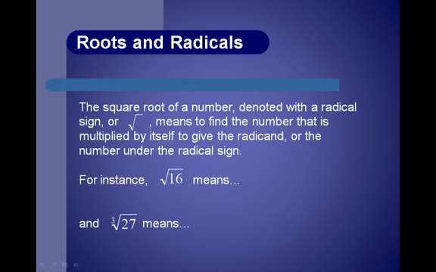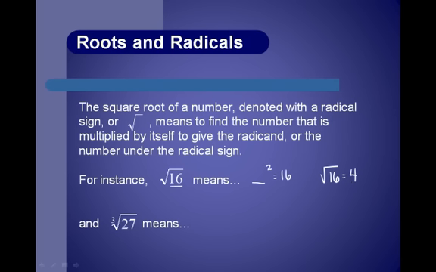The square root of a number, denoted with a radical sign, or this little symbol right here, means to find the number that is multiplied by itself to give the radicand, or the number under the radical sign. For instance, the square root of 16, the radicand is 16. This means find the number that was squared that would give us 16. In this case, 4 squared is 16, so the square root of 16 is 4.